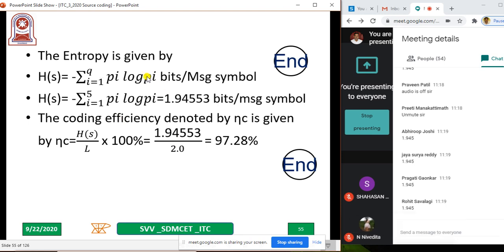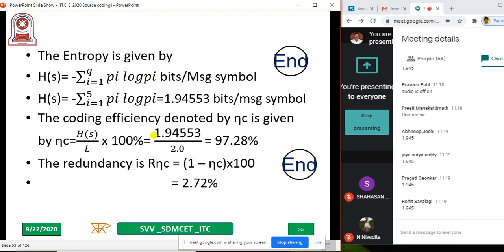The redundancy is simply 1 minus efficiency, into 100. So do it, redundancy equal to, you will get 2.72, 100 minus, that's all. So we'll go to the B part.